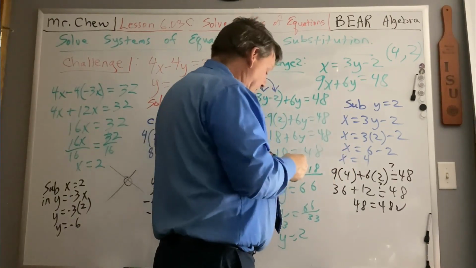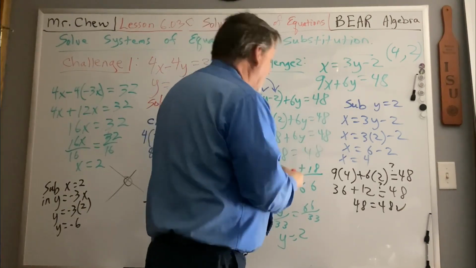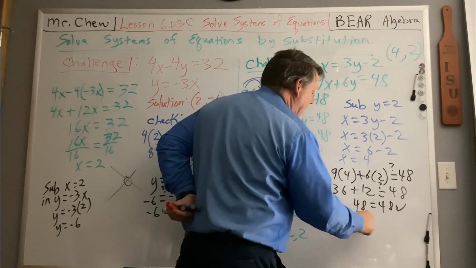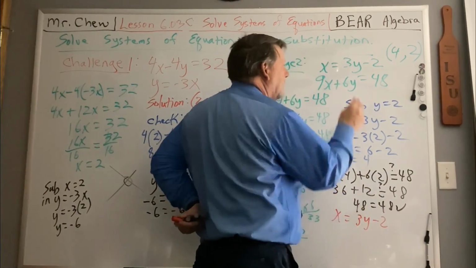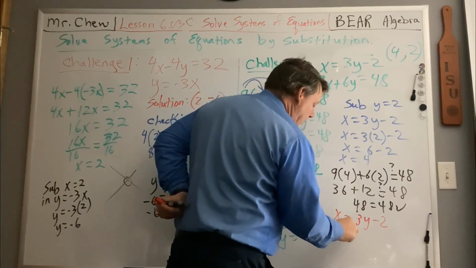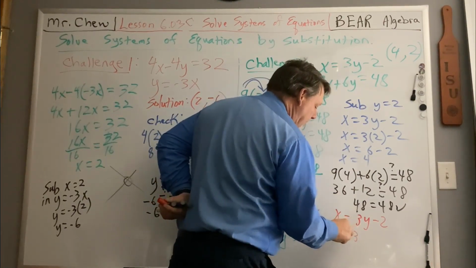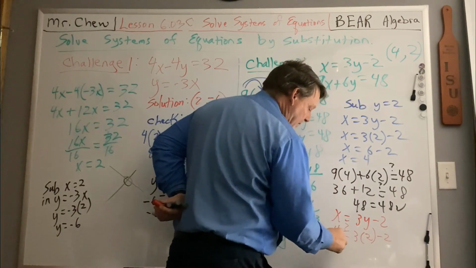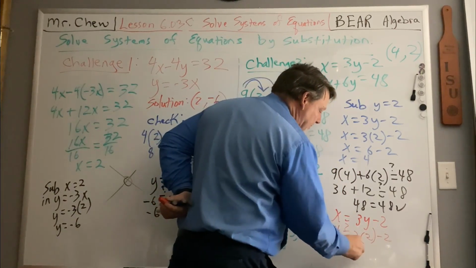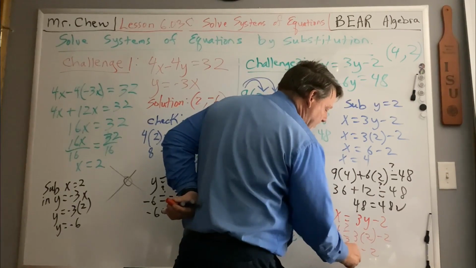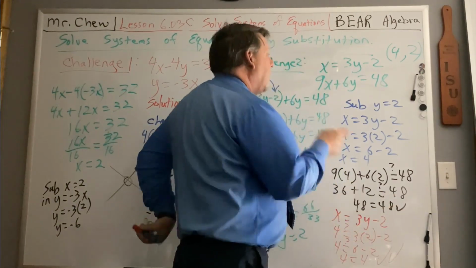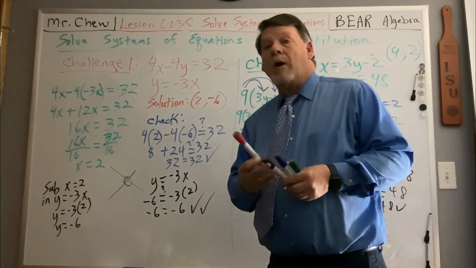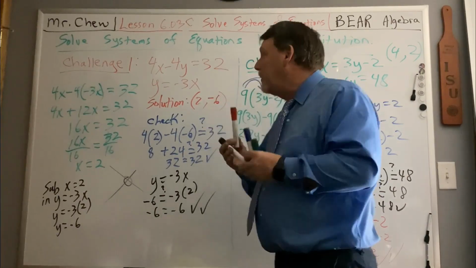Now I have to go and check and see if it's on the first line. So I take my x equals 3y minus 2, and my x is 4. And does that equal 3 times my y, which is 2, minus 2? 4, does that equal 6 minus 2? Well, 4 does equal 4. So since they both work, it means that that is the solution to that system of equations. Right where those two lines intersect is that point.